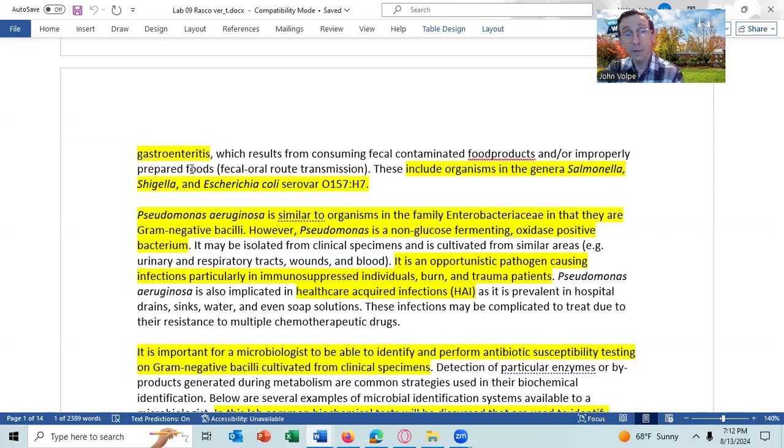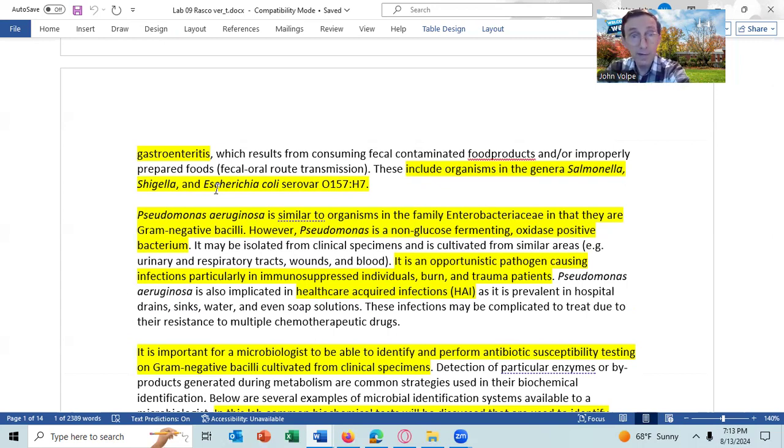This family Pseudomonadaceae, such as Pseudomonas aeruginosa, is similar to the family Enterobacteriaceae in that they are all gram-negative bacilli. However, the Pseudomonas, none of them can ferment the sugar glucose, and they're all oxidase positive. Remember, the Enterobacteriaceae family are all capable of fermenting glucose, and they're all oxidase negative.